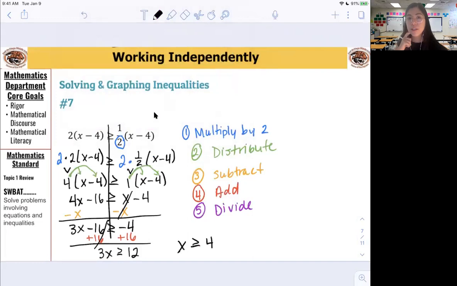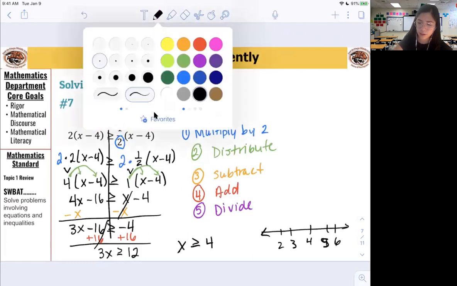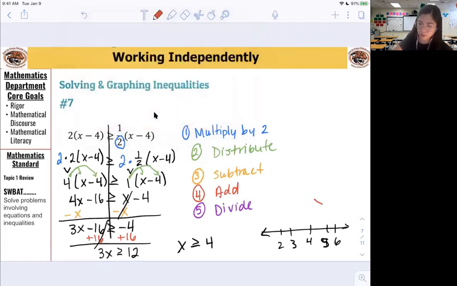So this was very similar to the previous problem. I'm going to go ahead and graph it. I've got my 4 in the middle, 2 numbers on either side. Oops, that's a 5. I have a greater than or equal to symbol, which is going to be a closed circle going to the right. That's number 7.